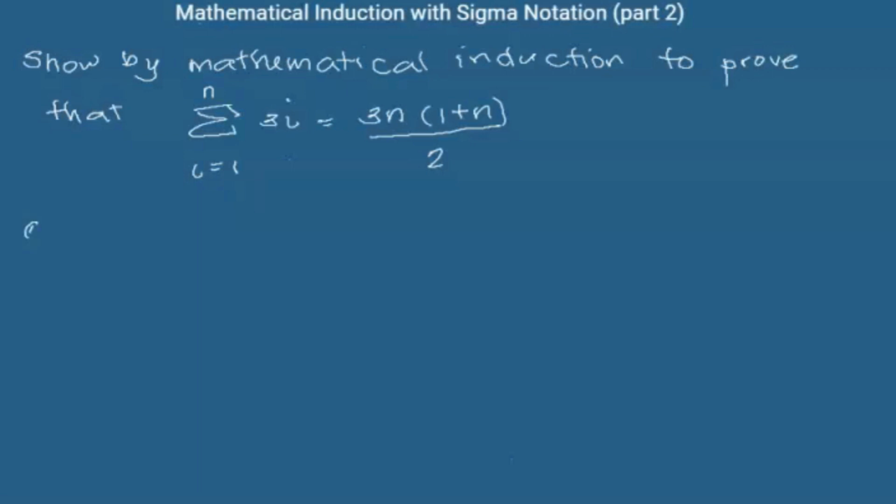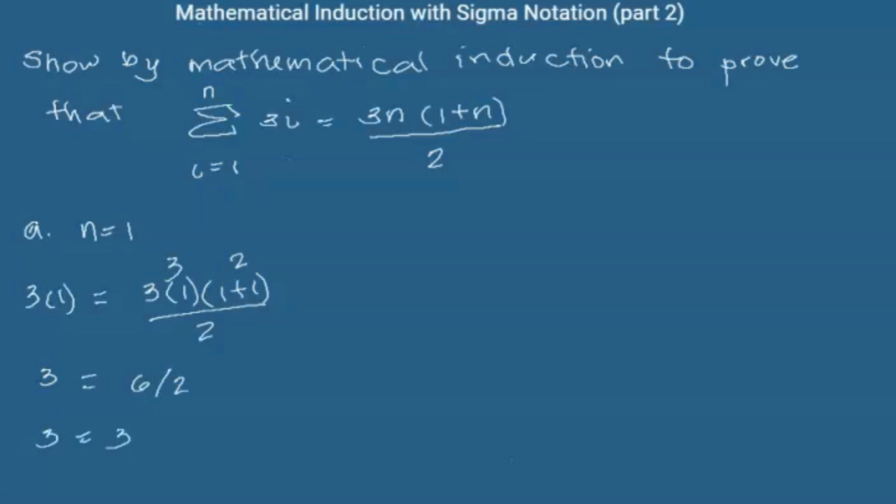So the first step is to prove that the statement is true when n is equal to 1. So that's 3 times 1 is equal to 3 times 1, (1 plus 1) over 2. So 3 is equal to 3 times 2 is 6 over 2. So 3 equals 3. So that's our first step.